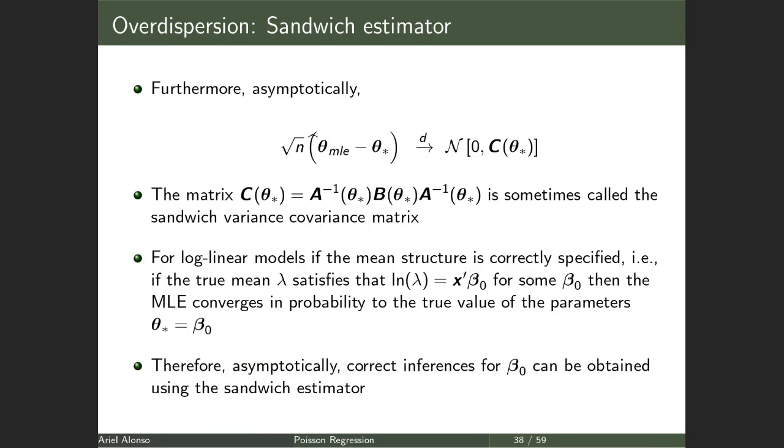But now you can show that the maximum likelihood estimator then will converge, as we said before, to this value that minimizes the Kullback-Leibler distance, and it's going to be asymptotically normal.